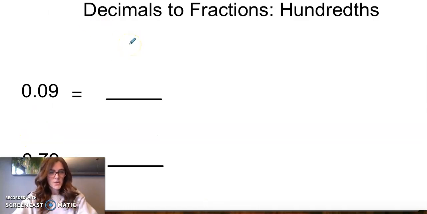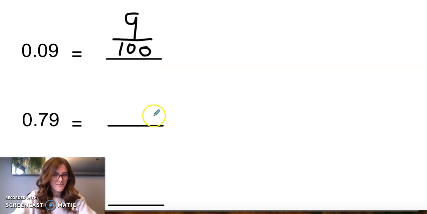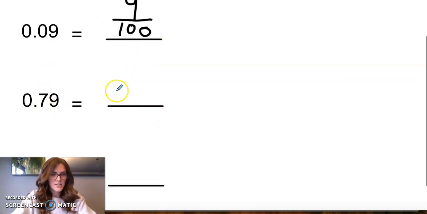And then the last ones we're going to do are out of 100. So hundredths, we're going to be looking at decimals and converting them to fractions. So we have 0 and 9 hundredths. Because there are 2 numbers after the decimal, it's going to be out of 100, just like this. And then 9 is going to go on top. Then we have 79 hundredths, and because there are 2 numbers after the decimal, it's out of 100, and then 79 on top.